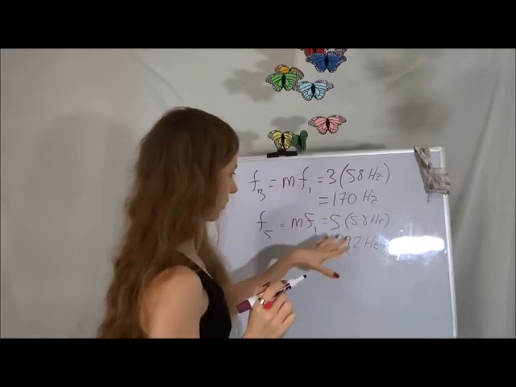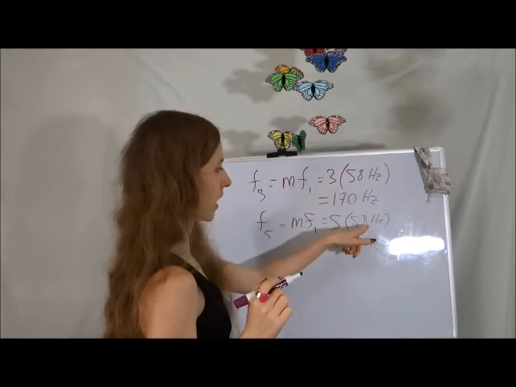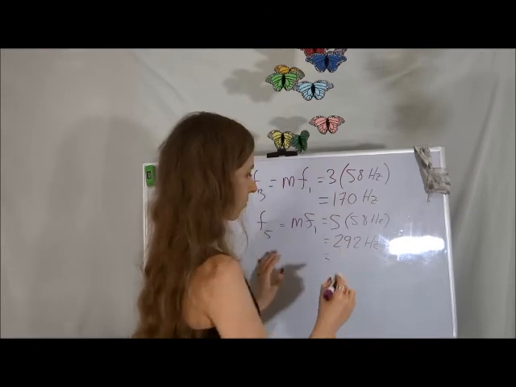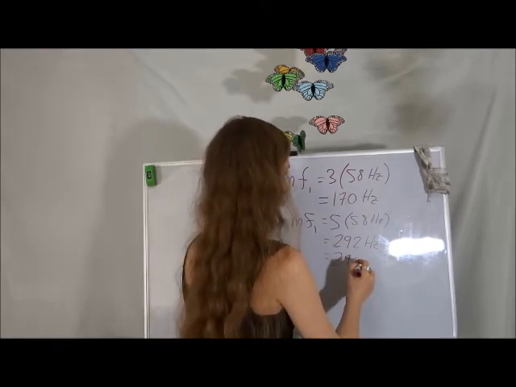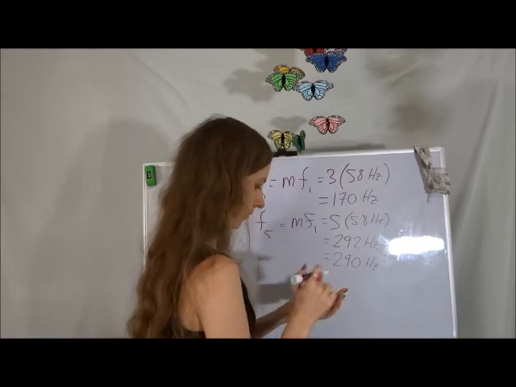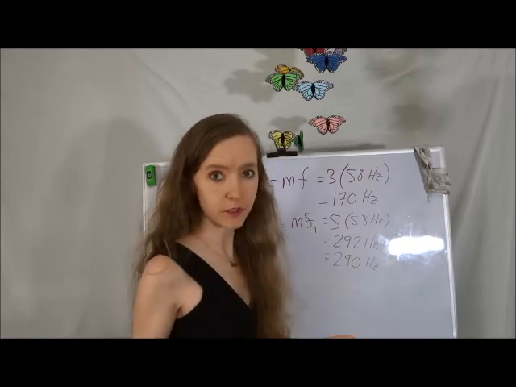Now we're only using 2 sig figs throughout this problem, and in fact we probably should have kept one more here and here. So this one we're going to round to 290 hertz. So that's the solution to question 2.